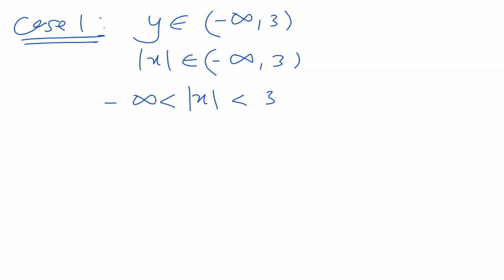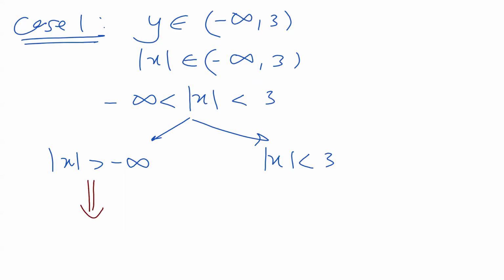Now the next part is quite crucial, so please be attentive. This has two meanings. Modulus of x is greater than negative infinity and modulus of x is lesser than 3. This implies x is all real values because every real value is greater than minus infinity. What does this imply? Come on, tell me. Now you have attended linear inequalities, you should know this.